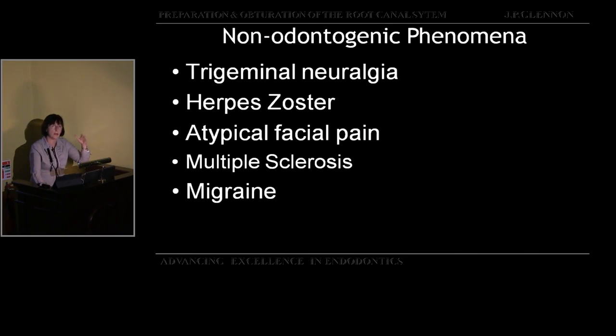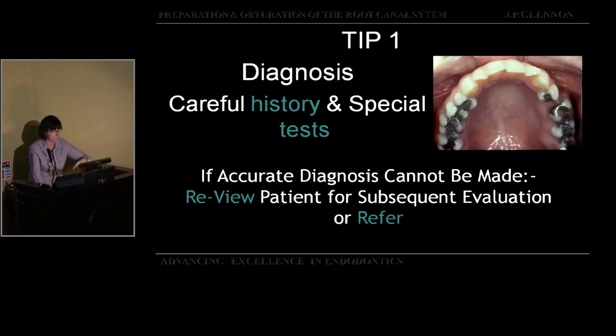Along with that, Dr. Quinlan gave a really good definition of differential diagnosis, and you have to consider that endodontic and periodontal conditions can coexist with non-odontogenic phenomena. So in your differential diagnosis, you may have to consider some of these other entities, and this list isn't exhaustive. So tip 1, diagnosis: careful history, special tests to reproduce the patient's pain. If you can't come up with a diagnosis, don't treat. See them in 24 hours. It may localize in that 24 hours, or refer.